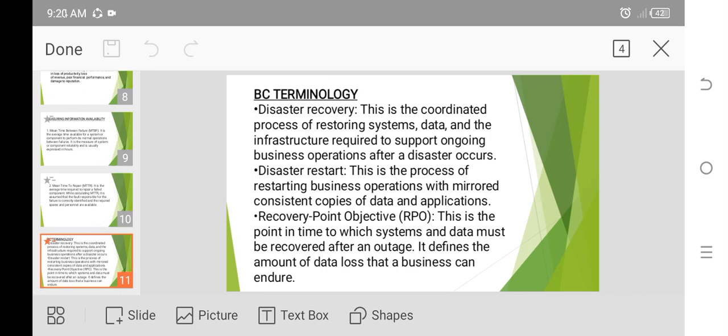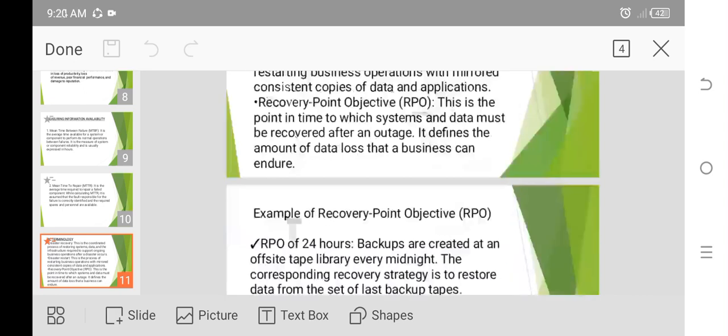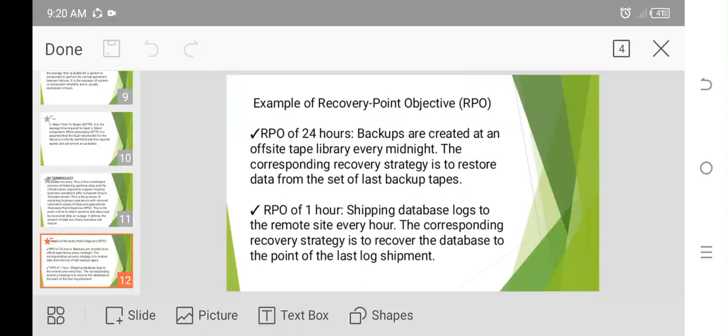Next is the recovery point objective. This is the point in time to which systems and data must be recovered after an outage. It defines the amount of data loss that a business can endure. Example of recovery point objective: RPO of 24 hours means backups are created at an off-site tape library every midnight.